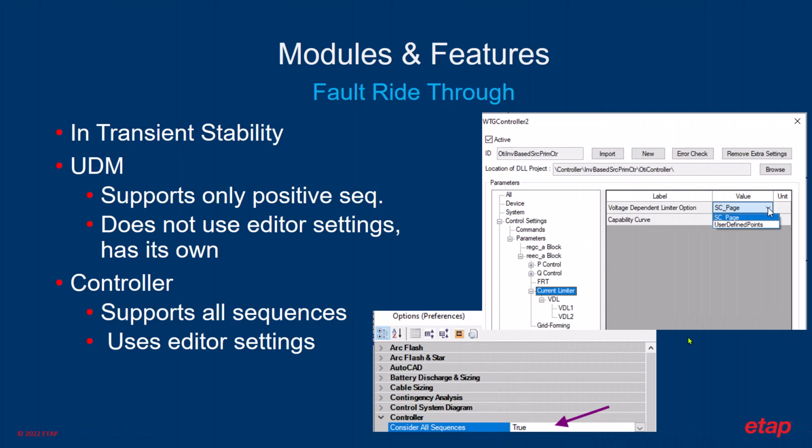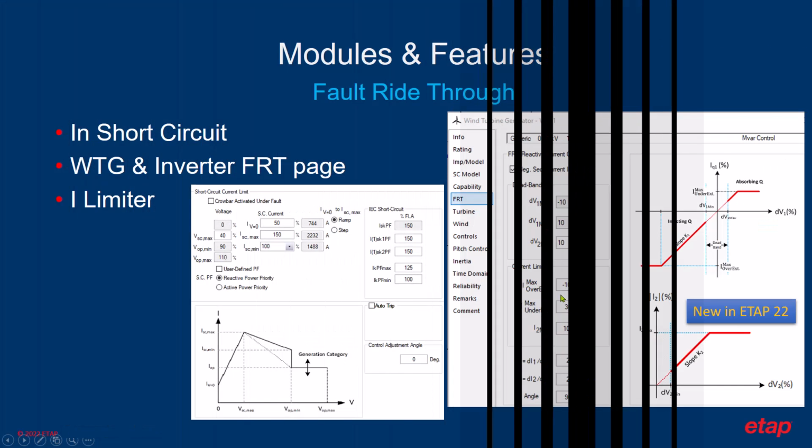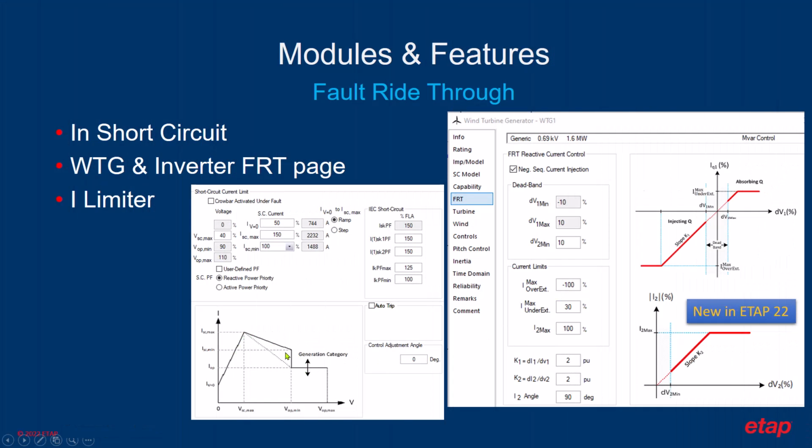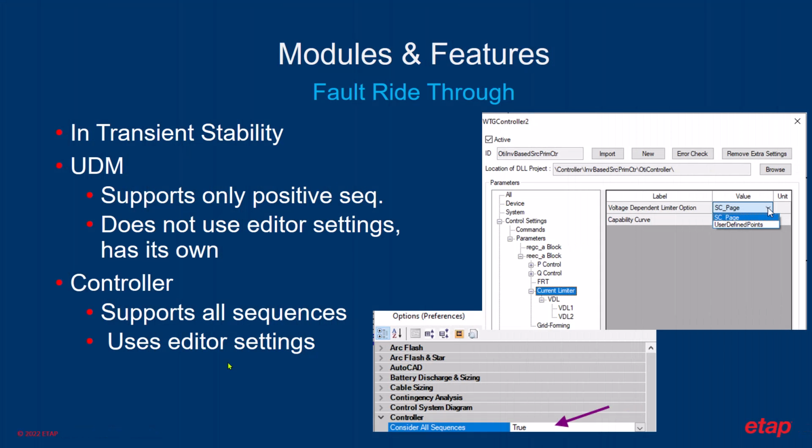One of the other things we are making available is that many standard models have a mechanism to define the current limits in terms of points. Again, in the controller, we have options where, rather than using the predefined curves that we have in the editor for transient stability, the user can use user-defined points, the VDLs that are in the WEC models, to define the current limiter behavior.